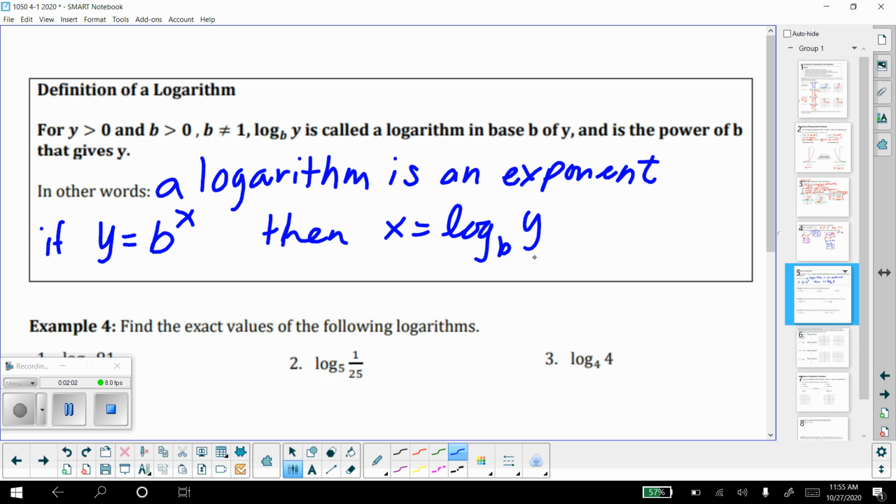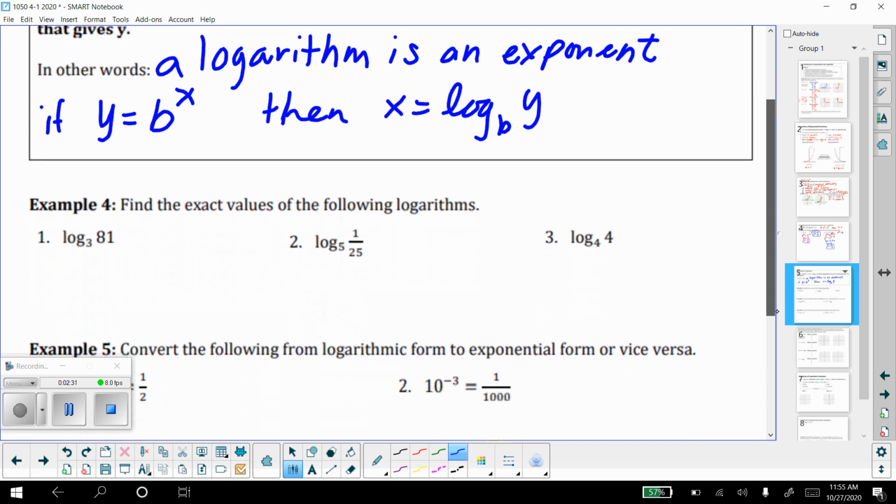Why do we need such a thing? Because it's an inverse. Notice how my x and y more or less switched places. So instead of x being the exponent, we now have a logarithm that's the exponent with the y in it. So it allows us to trade our x and y so that we can solve things with exponents that we wouldn't be able to solve otherwise. Okay, let's look at a few little practice items.